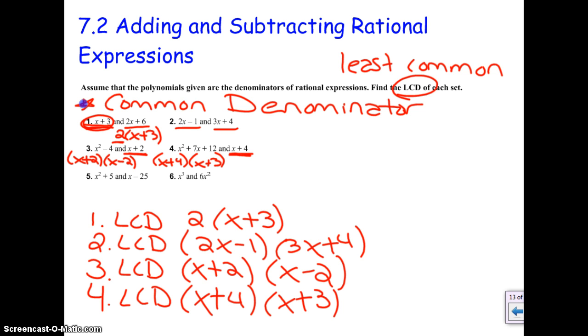All right, number 5. I have x squared plus 5. Because that's addition, I cannot do anything to that one. I'll have to leave it as it is. And this is x minus 25. Man, I wish that was x squared minus 25, but it's not. So I can't factor that one either. That means I will have to take both of them. So for my least common denominator, I will have to take x squared plus 5 and x minus 25.